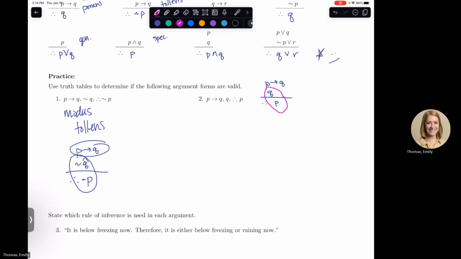Yeah, it should not, right? P implies Q is not equivalent, remember, to Q implies P, and that's what this is saying. So that is not a valid argument form. So let's look at that in a truth table.